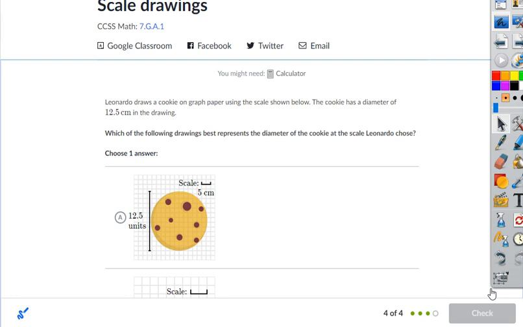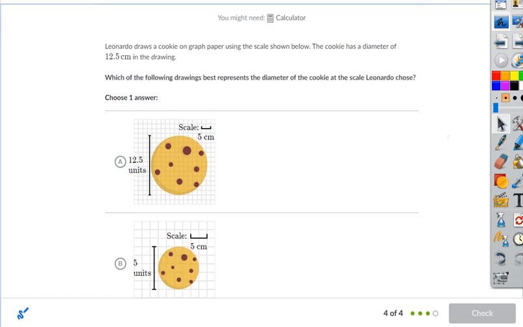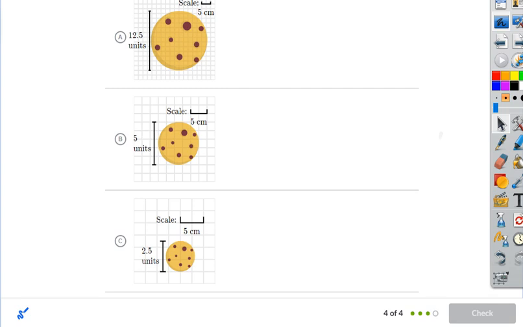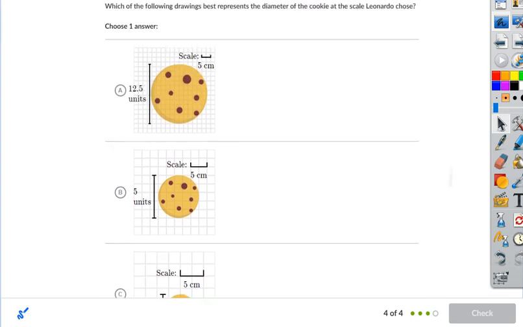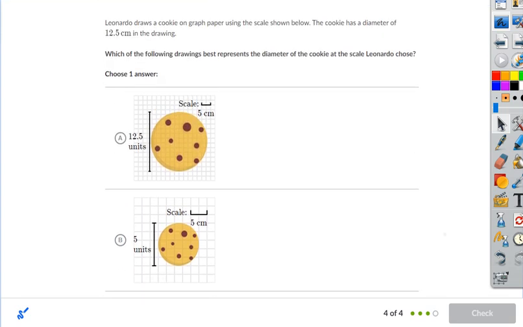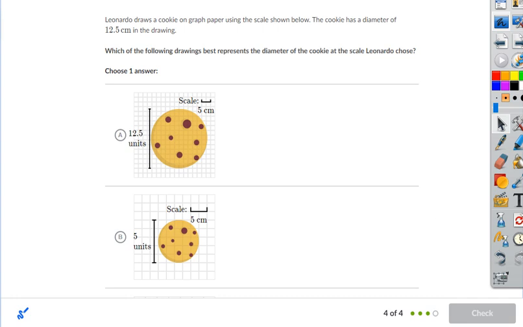Leonardo draws a cookie on graph paper using the scale shown below. The cookie has a diameter of 12.5 centimeters in the drawing. Which of the following drawings best represents the diameter of the cookie at the scale Leonardo chose? Okay, so when we go through this, we have to choose which one of these cookies best represents the proper scale. So I would say it's kind of like thinking backwards.